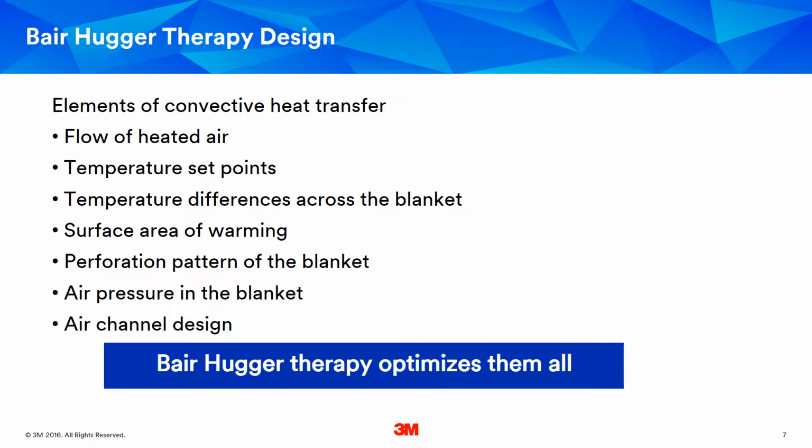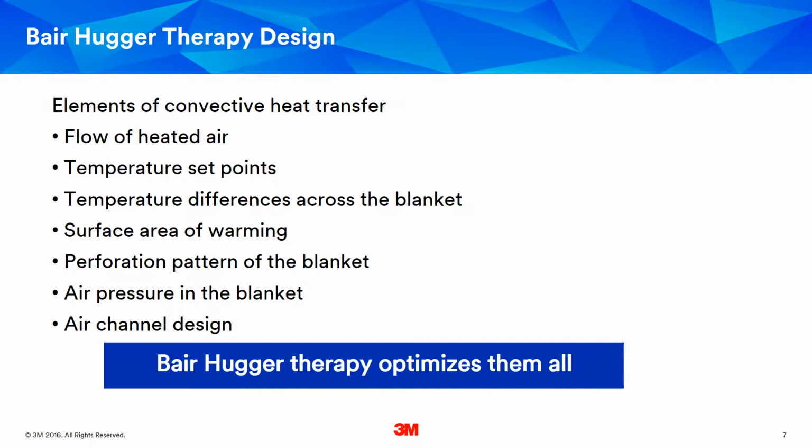Let's take a look at what makes Bair Hugger therapy unique. The answer is a balance of many design elements. For instance, airflow speed. A high enough airflow must be utilized to carry the thermal energy to the skin of the patient. Temperature set points. Too high of a temperature can result in thermal injuries. Bair Hugger therapy uses the warmest, safest temperature, which is a low nozzle temperature of 43 degrees Celsius.